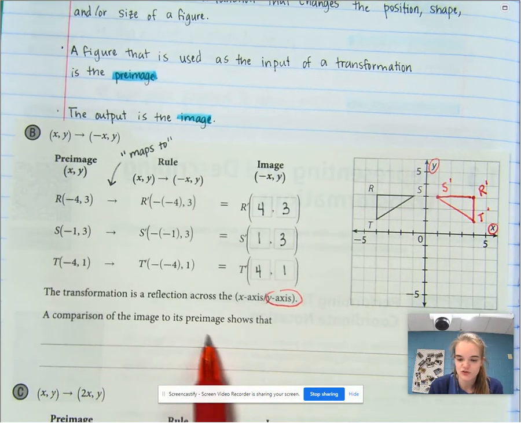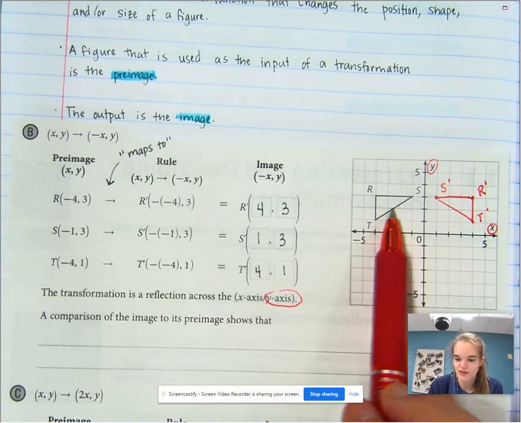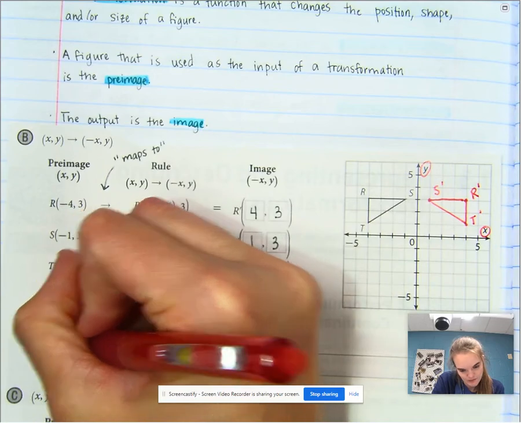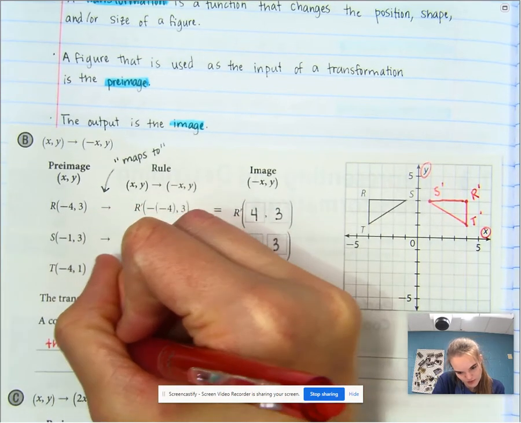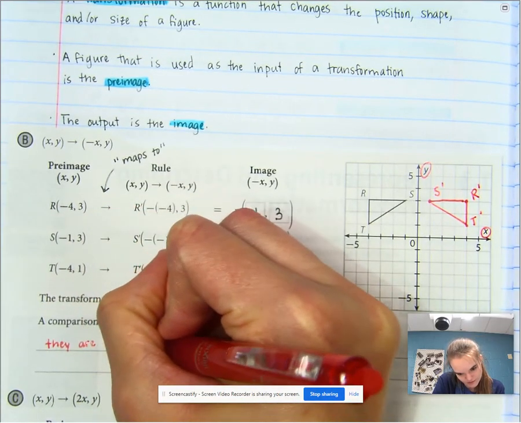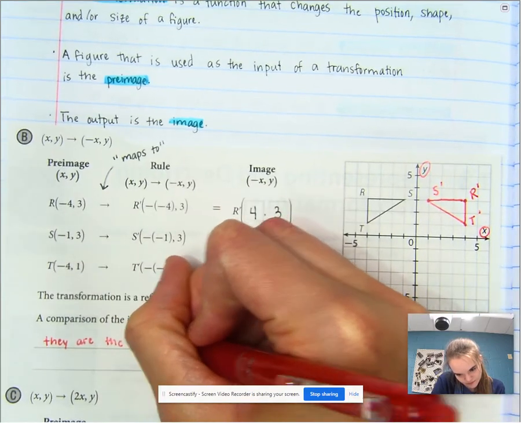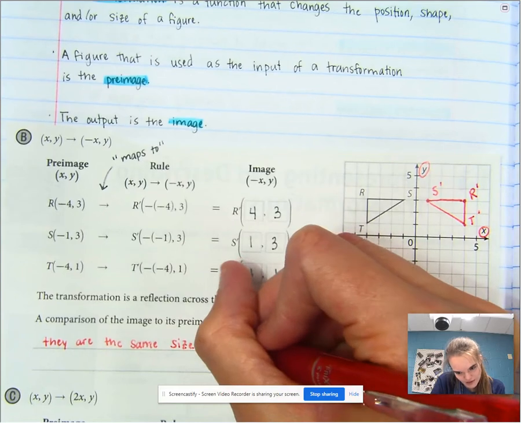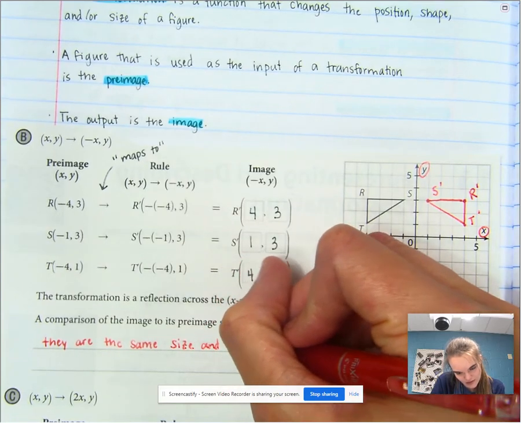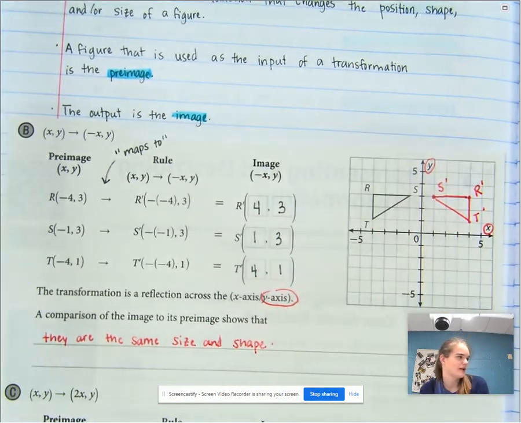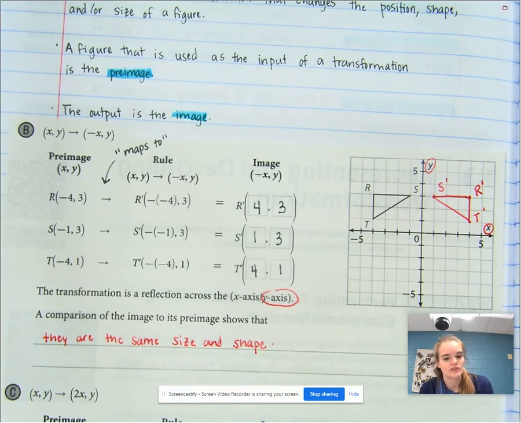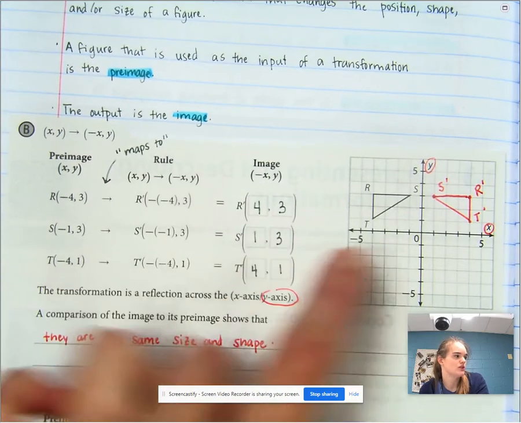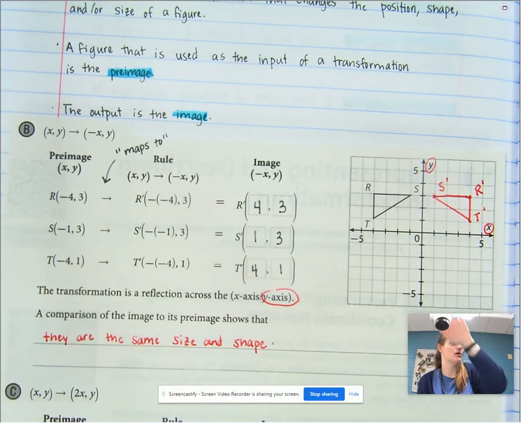A comparison of the image to the pre-image shows that this is the same size and shape as it should be. We'll talk about that more in a minute. So we're going to take a pre-image, use the rule to create the new image, and we'll decide what exactly is going on between them.